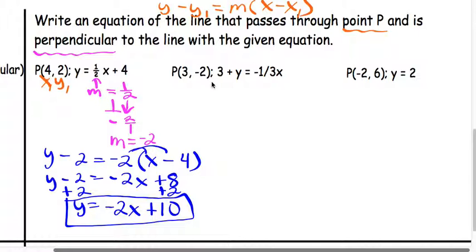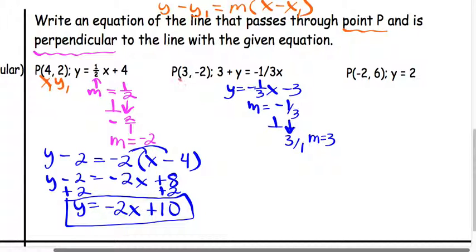This one in the middle, the only difference is that you need to move this 3 over to get the y alone, which would be -1/3 x minus 3, and then our slope from that would be -1/3 once we get the y alone. Then to make it perpendicular to that, we've changed the sign so it will now be positive, and flip it upside down, which would be 3/1. So the new slope we would need is 3.